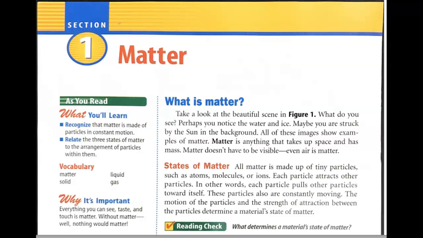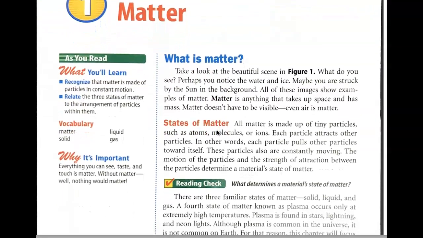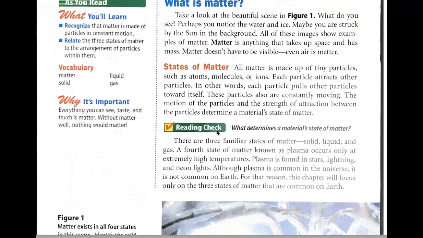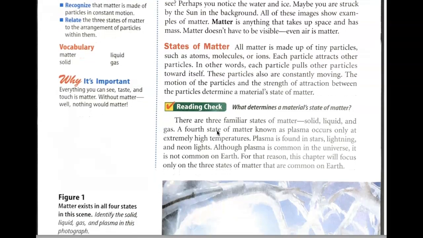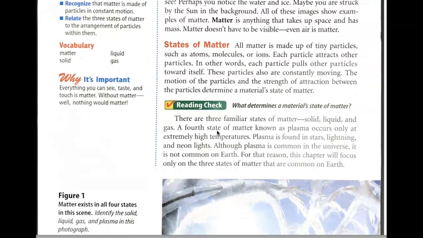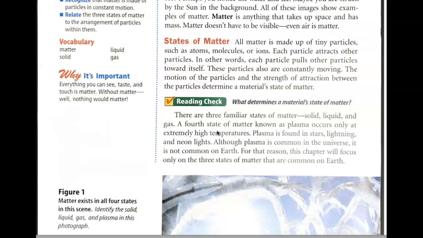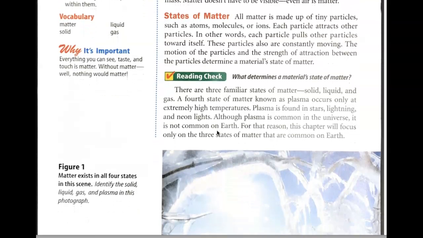Take a look at the beautiful scene in Figure 1. What do you see? Perhaps you notice the water and ice. Maybe you are struck by the sun in the background. All these images show examples of matter. Matter is anything that takes up space and has mass. Matter does not have to be visible. Even air is matter.